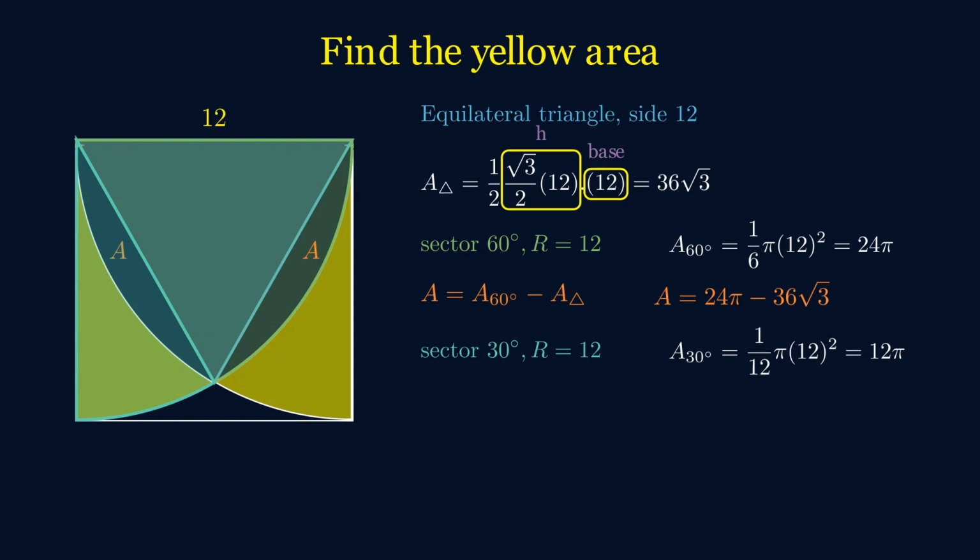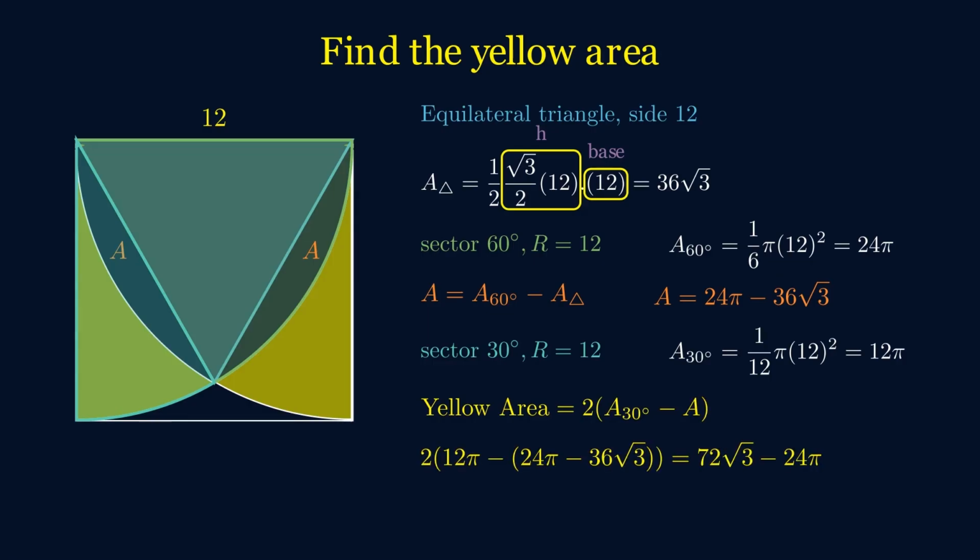Now here's the neat part. Each yellow wing down at the bottom can be built from these sectors and that triangle. After a little algebra, you find that the total yellow area is 2 times the 30-degree sector minus this A-shaped gap. So the yellow area equals 2 times 12 pi minus (24 pi minus 36 square root of 3). When we simplify that, we get 72 times square root of 3 minus 24 pi.